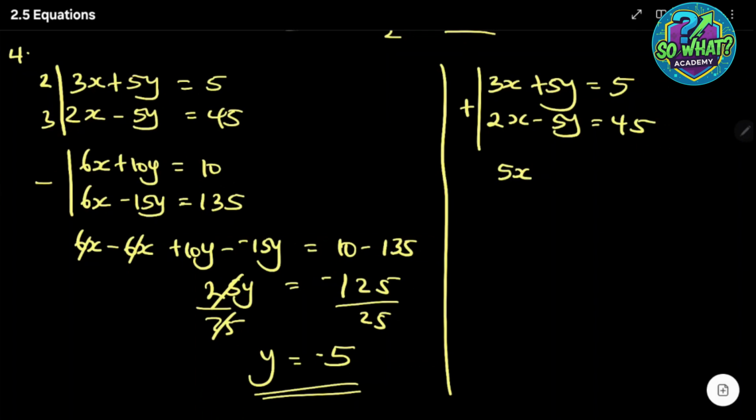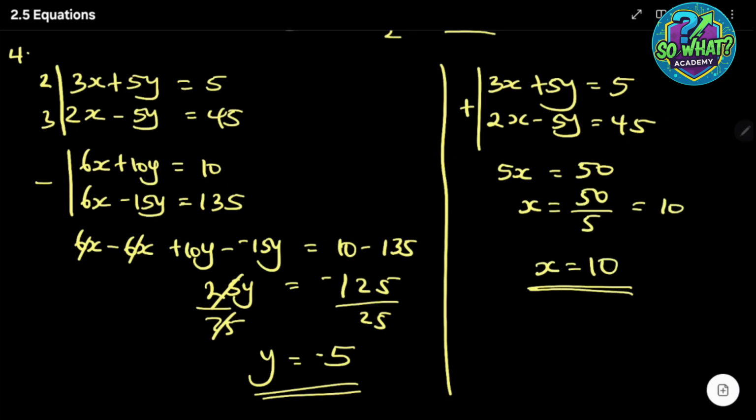5y minus 5y, it's a 0, I'm not writing the 0. And 5 plus 45 is 50. Therefore, x is equal to 50 over 5, which is 10. X is 10. That's another way. I'm using elimination both here and here. Or you can just use elimination to get one answer.